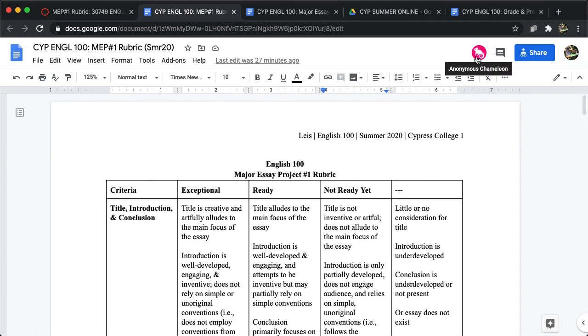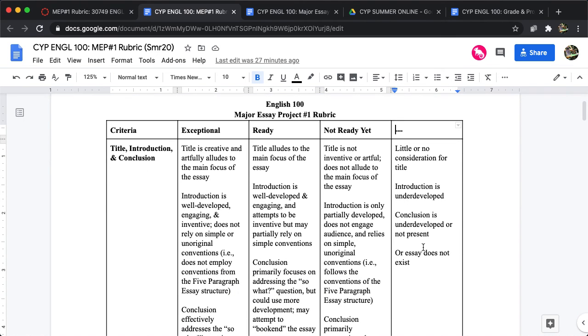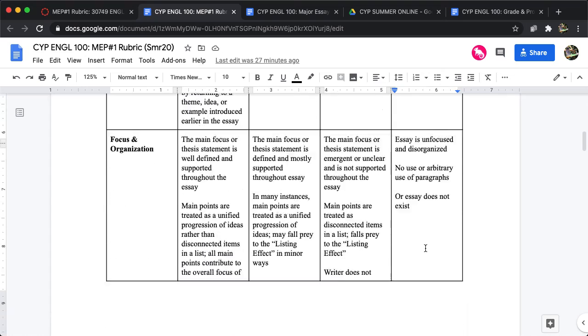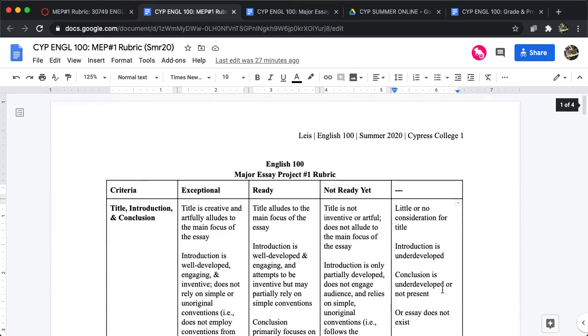Oh, look, one of you is looking, Anonymous Chameleon. All right. And this, I didn't even give it a name because I hope that these are not going to be something you're looking at, right? So this is stuff where people didn't even try or bother even to submit.